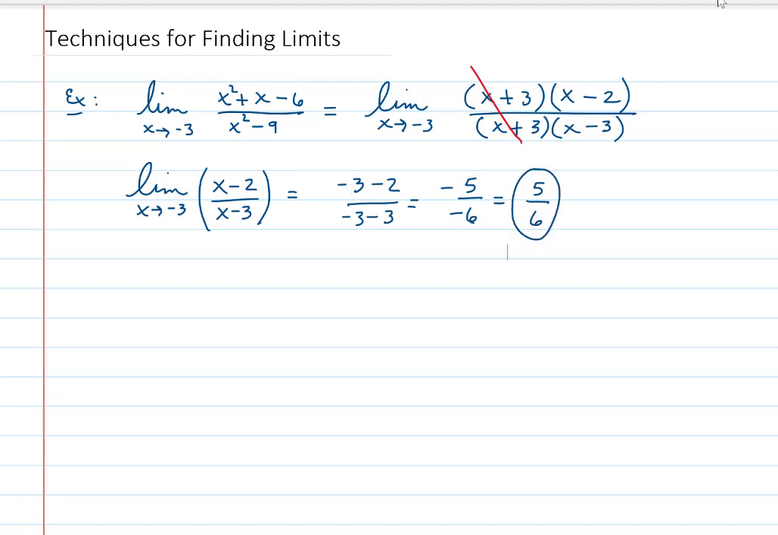This dividing out technique comes really handy when you have a common factor. So the idea is, when you have a rational function, always factor top and bottom. We already know that there's a hole in there, right? If we were to graph this rational function, there's a hole, but the limit still exists. Whether there's a hole or not, the limit will still be the same number.